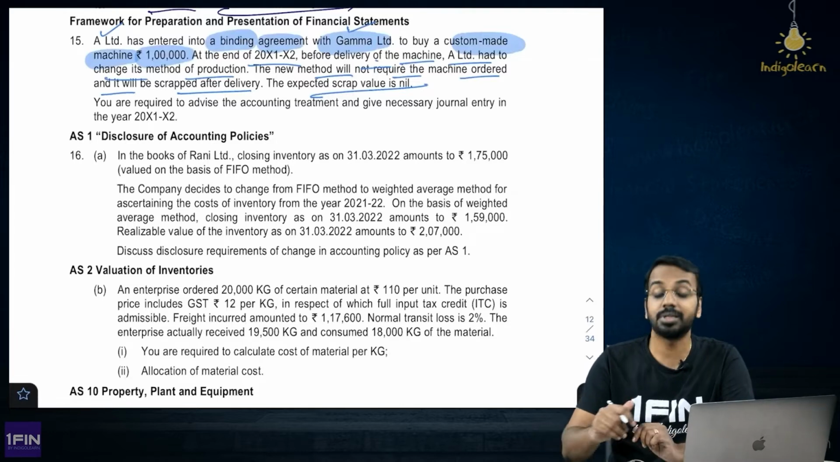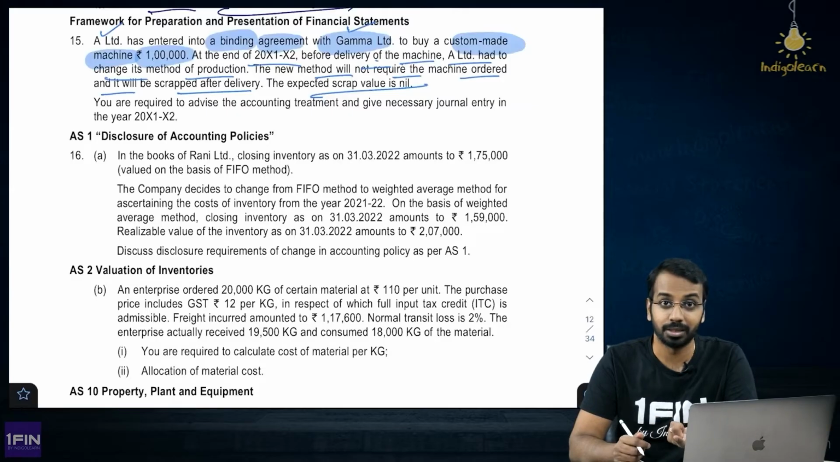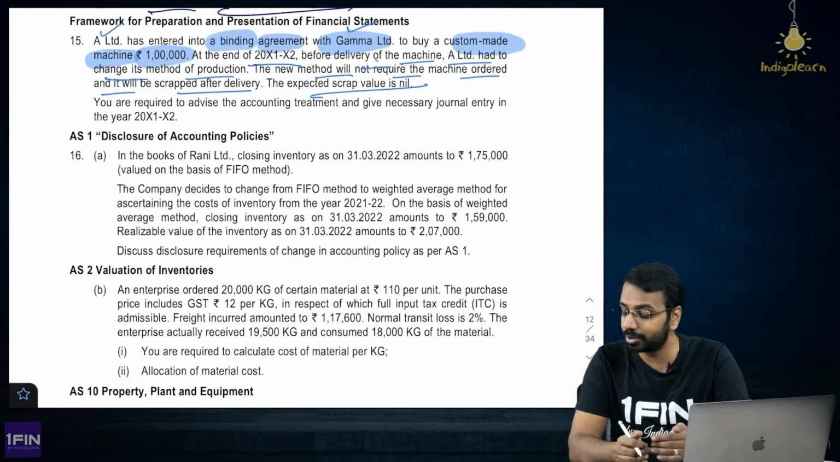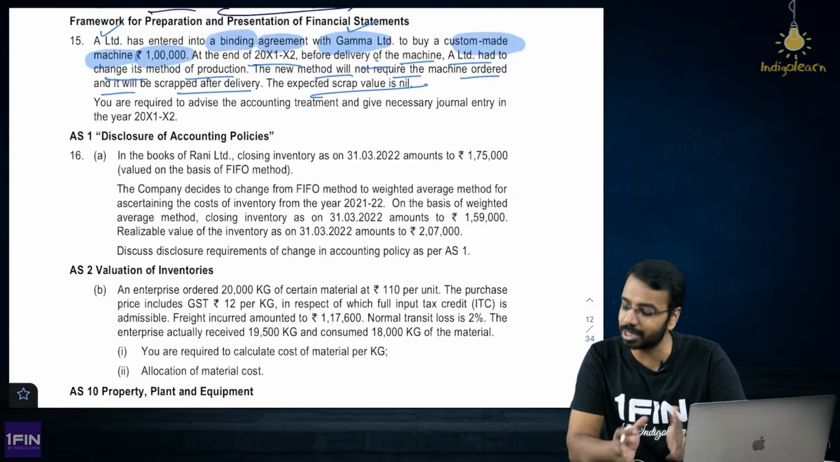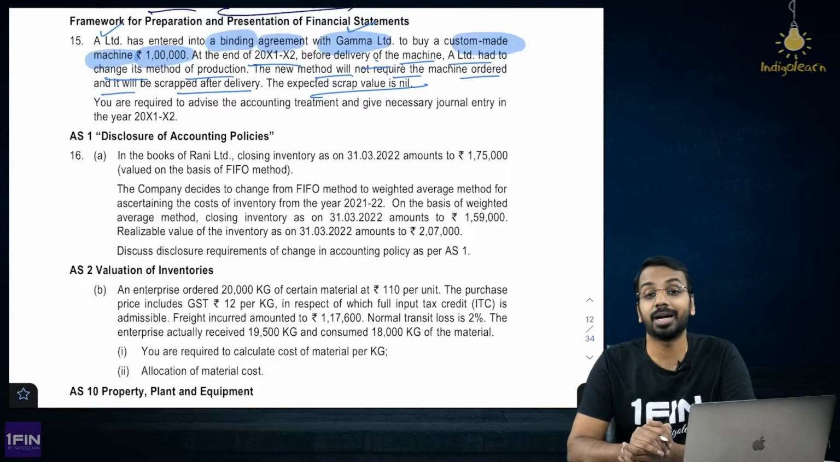Now what has happened? We said we will buy. We have entered into a firm commitment. We said we will pay 1 lakh. Now before the machine has been delivered, we had to change the method of production. Now the machine will be useless. We have to scrap the machine.